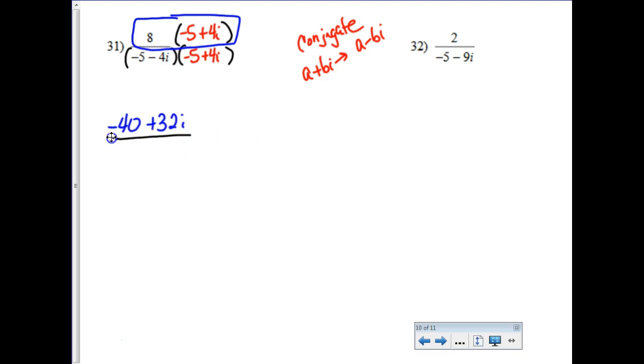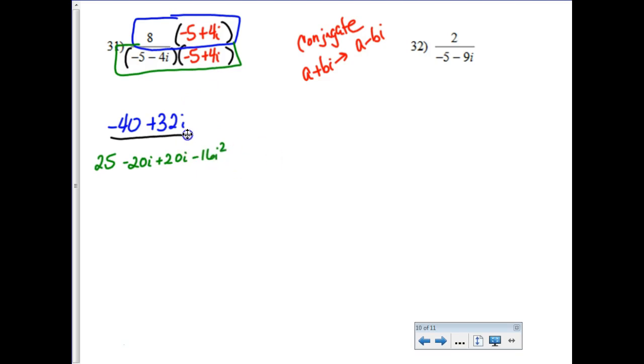So if you distribute that 8, you have a negative 40 plus 32i. Now the denominator looks like one of those horrible multiplying questions, but it works out kind of beautiful. Let's talk about why. When you multiply conjugates together, negative 5 times negative 5 is a 25. And then you have a negative 20i. But on the inside here, you have a plus 20i. So on conjugates, the outsides and insides end up canceling.